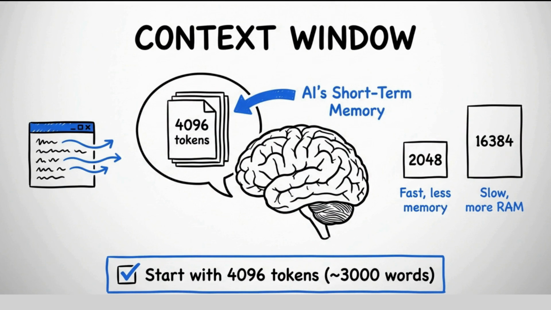First is the context window. Context window is basically how much text the AI can see at once. Think of it like the AI's short-term memory. If you set the context window too high, two things can happen. First, RAM will fill up. Second, responses will get slower because the AI has to process more text. For a CPU-only system, I recommend starting at 4096 tokens. That's about 3000 words of context, enough for most coding tasks. So in our settings, we'll set it to 4096 to start, and we can always increase it later if we need to.